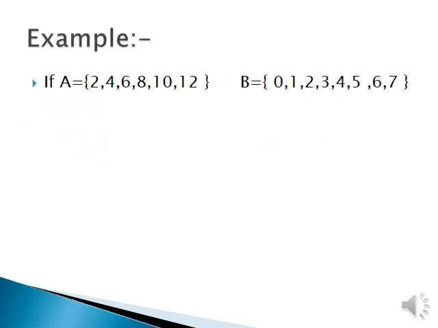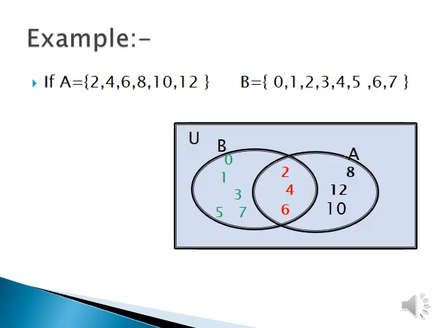Here in this example, if A equals 2, 4, 6, 8, 10, 12 and B is the set of 0, 1, 2, 3, 4, 5, 6, 7, then using a Venn diagram first we'll see. Here I have written the elements of set A and set B. 2, 4, 6, these three elements are common in both the sets. It means they are forming the intersection. Now while writing the union set, we are going to consider these three elements only once.